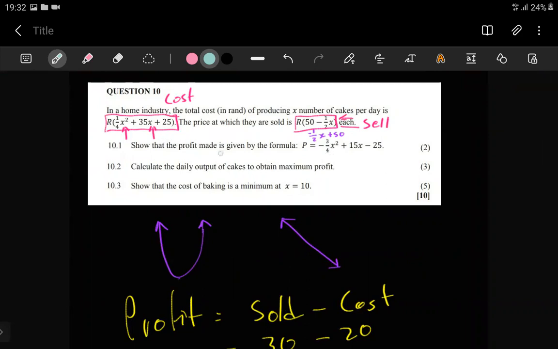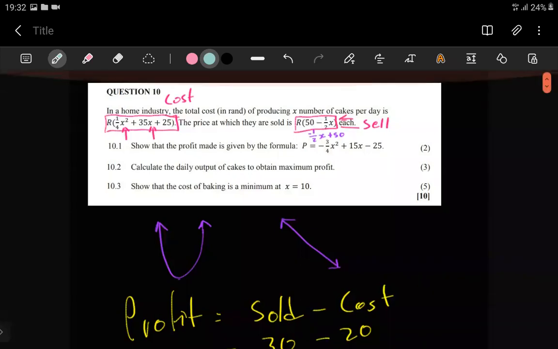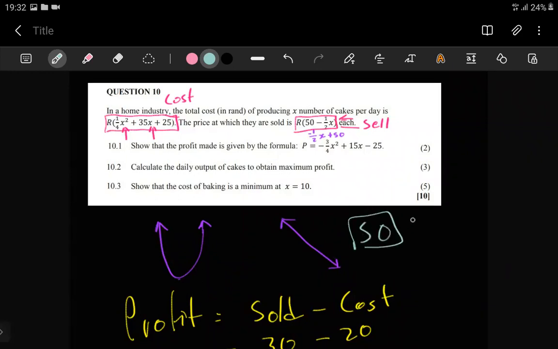Show that the profit made is given by this formula. So we know that this is what you sell each of them. Wait a minute. This is what you sell each of them, yes. But then the amount, let me put it this way. If each of them is 50 Rand, right, and you sell 10, you technically make 500, correct? Yes. However, if you do make 10, the cost of you making it is just going to be this value here times 10, right?